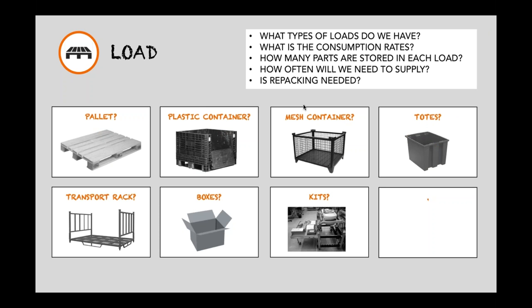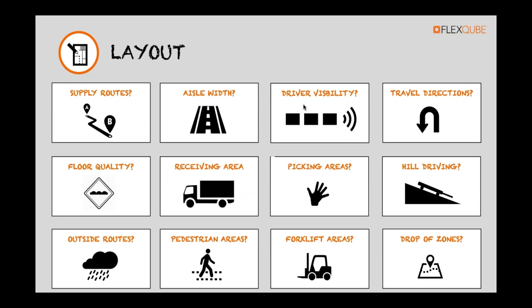You also need to consider the loads. This slide shows the most typical loads that are involved in forklift free projects. It's pallets, plastic containers, mesh containers, totes, and so on. And it's really important that in the projects you do a mapping, so you know in a structured way what loads you have, and also check the consumption rates, for example, how much will be consumed of this part every year. That will help you to calculate how often you need to supply. It will also help you to consider if you need to do some repackaging and so on. But I would say a really rigid work here to do the mapping is key to succeeding with the next step, that is the layout.